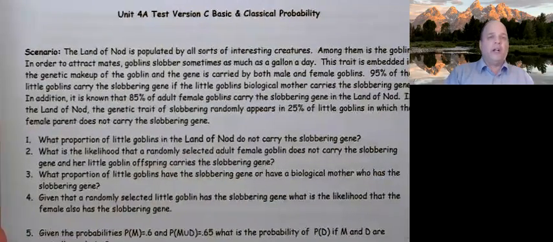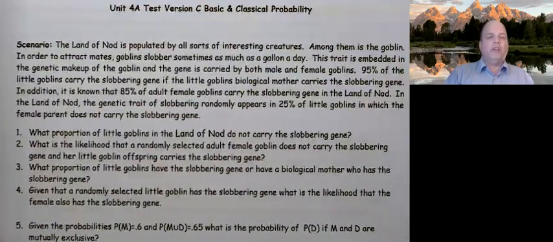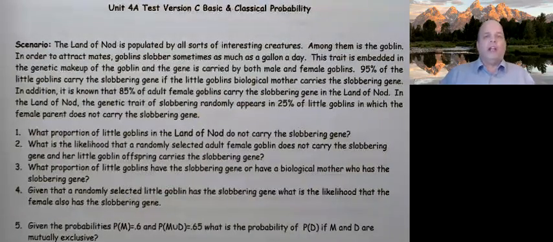Okay, this is the extra credit opportunity for test version C. Please make sure that you're writing your answers neatly and in a nice orderly manner so we can grade them and give you the full credit points that you deserve.